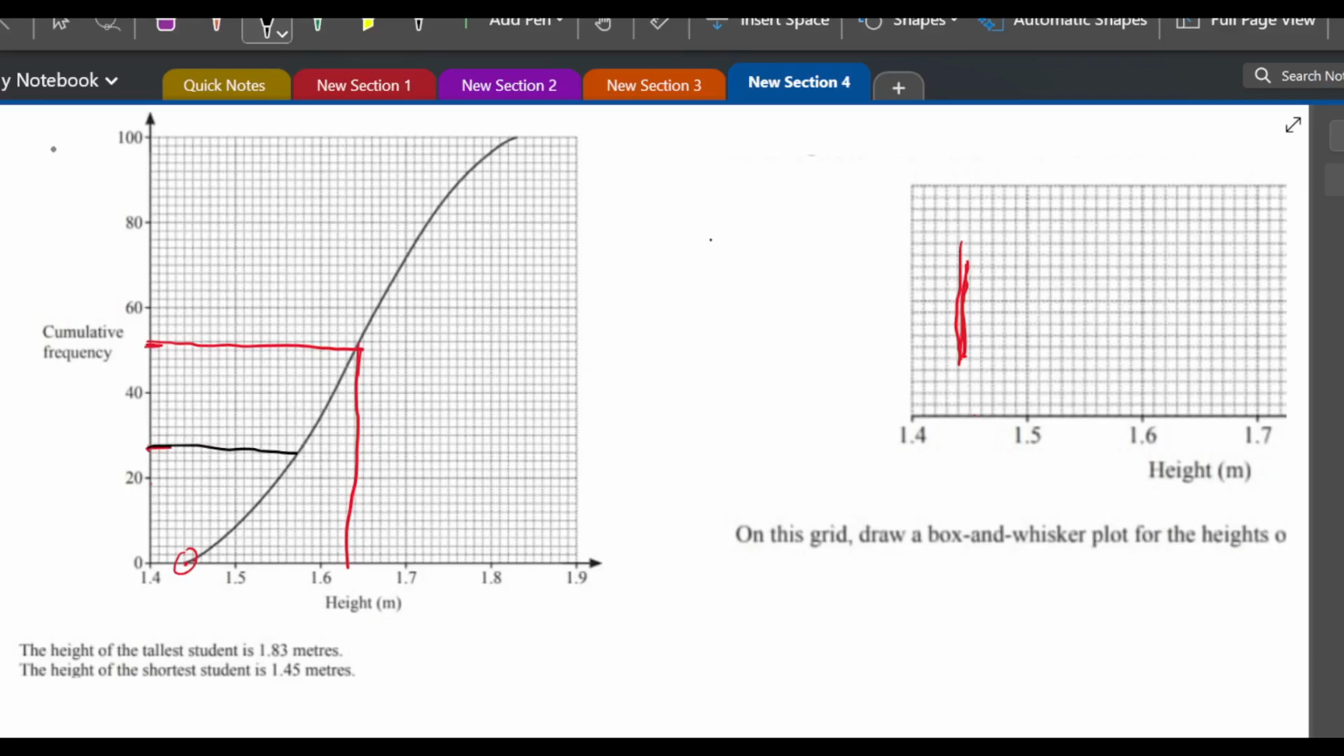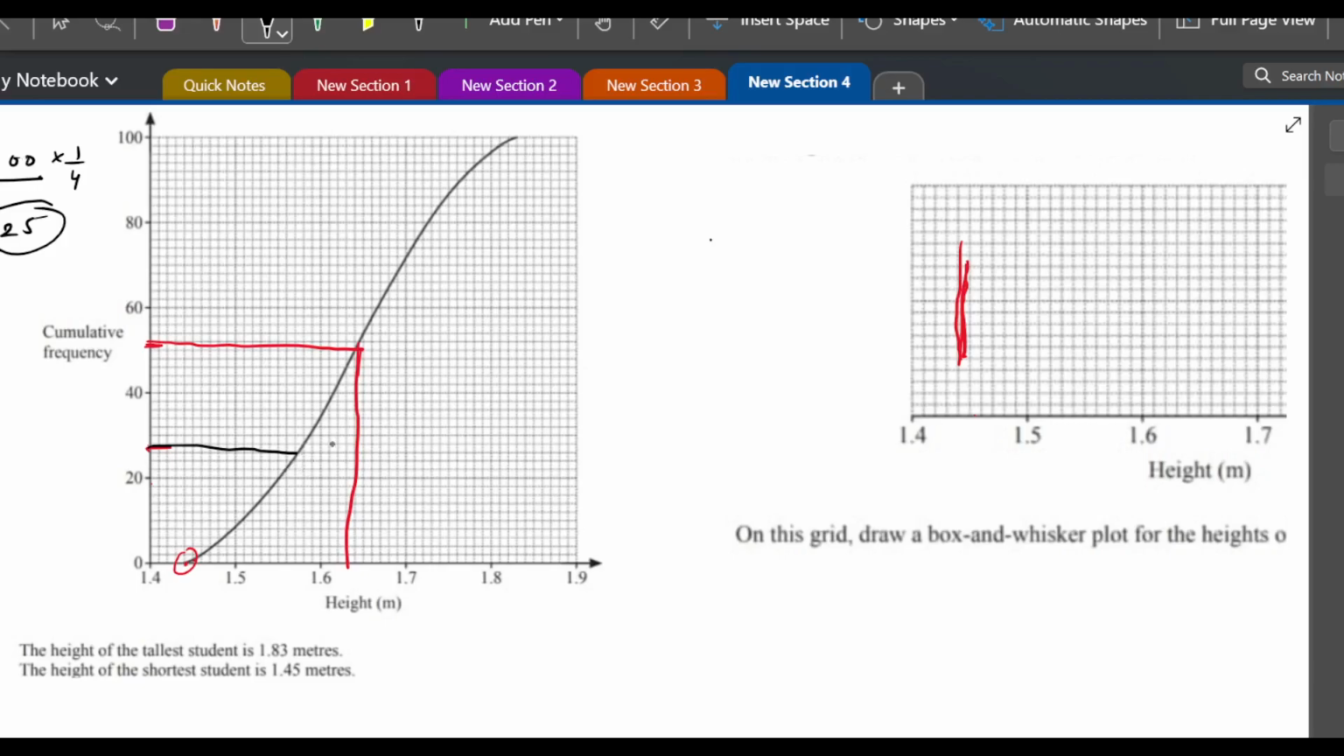1/4 means of the total frequency. Here I have a total of 100 students, so 1/4 will be 25 students. I will see what my height is for the smaller 25 students.